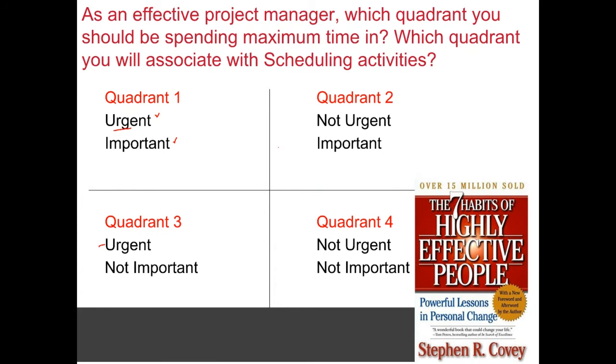So based on this, as an effective project manager, which quadrant should you be spending maximum time in? So which quadrant would you think one should be spending most of their time? Yes, thank you. Quadrant 2 is the answer.